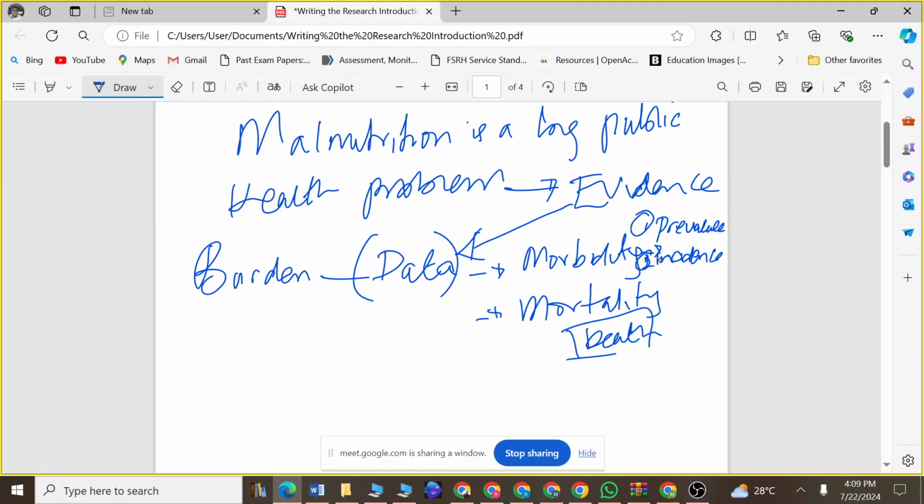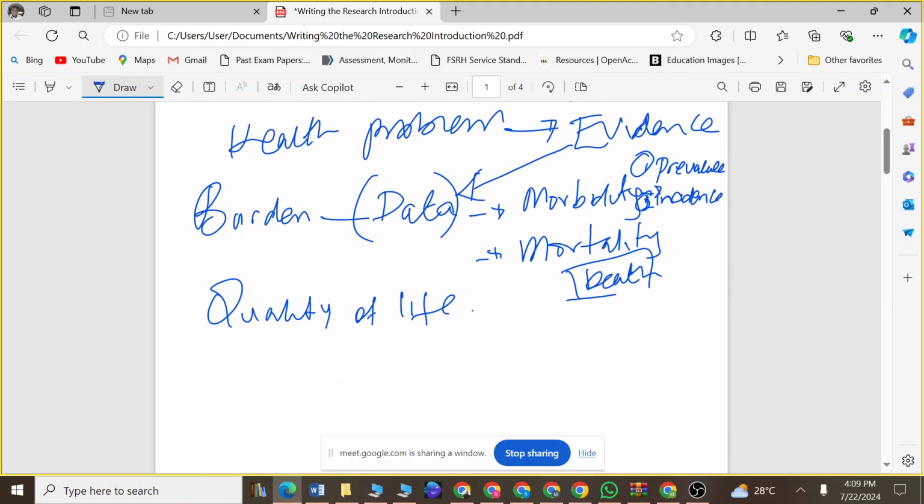If you don't use those two, then you're going to use what we call quality of life. Quality of life indicators. There are very many indicators of quality of life. Because if you get a particular disease, you are likely not going to experience life compared to people who do not have the disease. Your quality of life will decrease. There are some activities that you may not be engaged in because of the disease that you have. Okay?